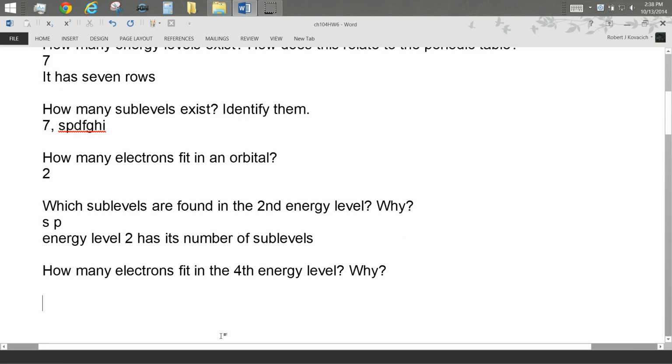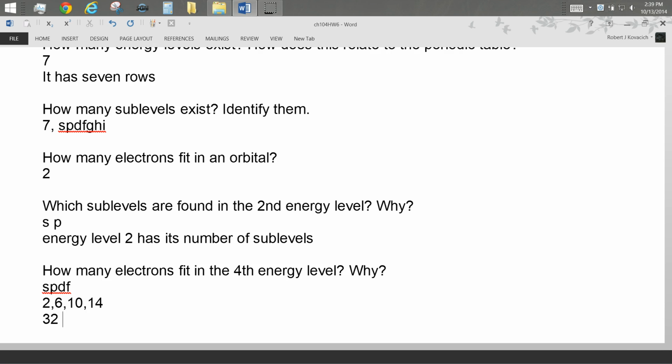Electrons that fit into energy level 4. So since it's energy level 4, there's an S, P, D, and F sublevel to fill, right? Yes. And the S can have 2, and the P can have 6, and the D can have 10, and the F can have 14. And so if I add all those guys up, what do you get? 36, right? 32. I did my math wrong. 6 and 14 is 20, and 10 is 30, and 2 is 32.